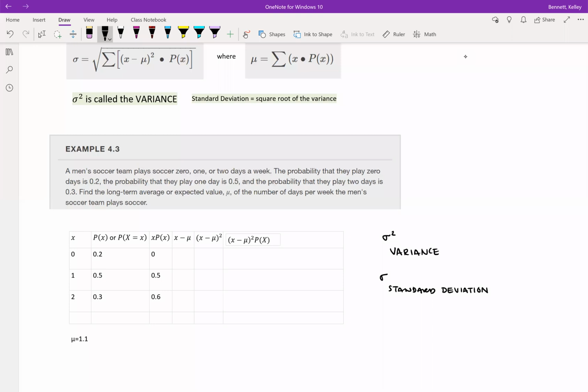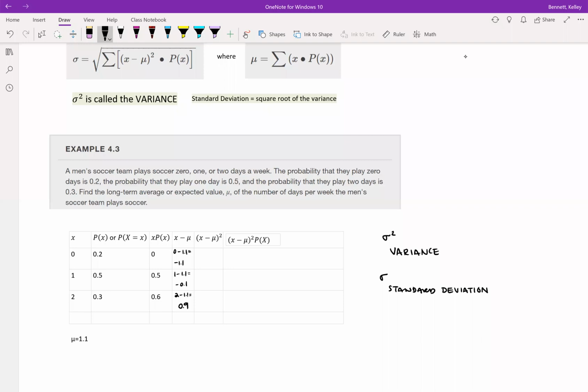So this is going to be 0 minus mu, which was 1.1. So I get negative 1.1. Then I'm going to get 1 minus 1.1, which gives me negative 0.1. And then I have 2 minus 1.1, which gives me 0.9.